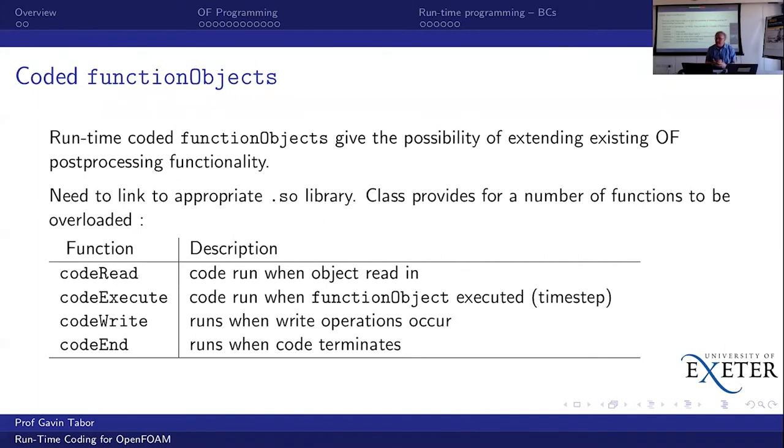We can extend the existing OpenFOAM post-processing functionality. The class involved here gives a number of functions to be overloaded. So code read, which is run when the object is basically created, code execute, which runs when the function object is executed, and that could be every time step, or it could be less frequently, every 10 time steps or something like that. Code write is code which runs when particular write operations occur, and then code end runs when the code terminates.